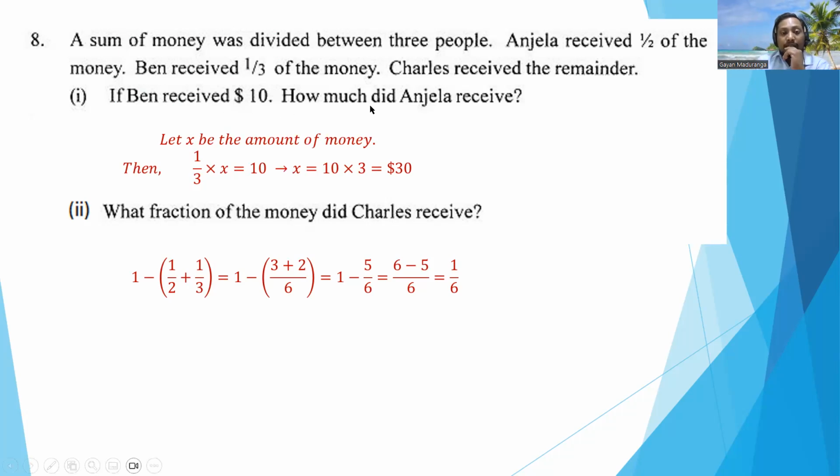If Ben receives $10, how much did Angela receive? Ben means it's one third, right? If one third is 10, then the total amount is 10 times 3, which is 30. The question is how much Angela received. Angela received half of the money. So this is the total money, then 30 times half. 30 times half is 15. So our friend Angela received $15.